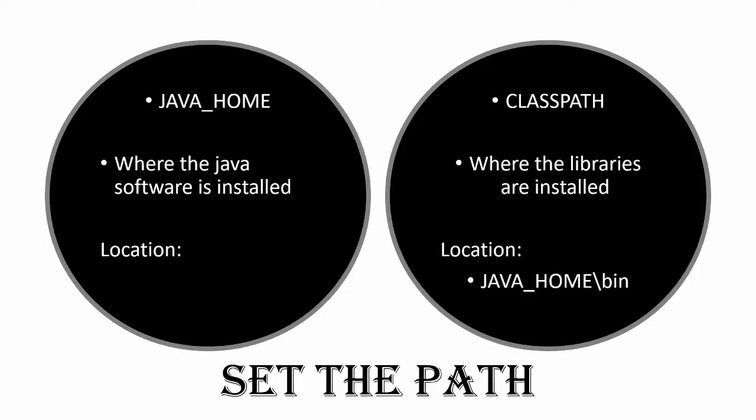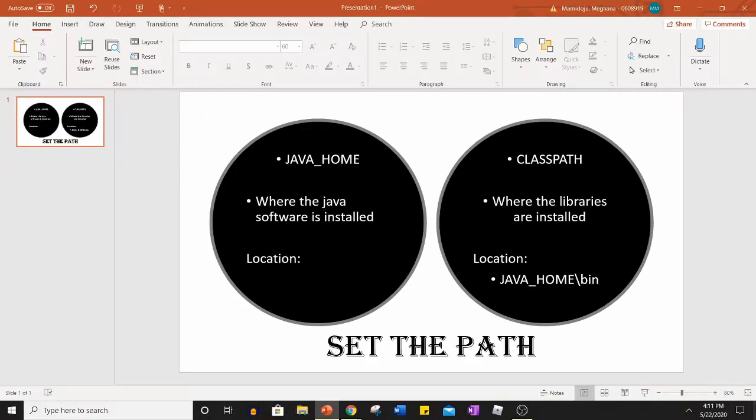So you have to set two things, the Java home and the class path. Java home is where the Java software is installed, while the class path is where the libraries are installed. The Java home is where the class path is usually included, which is why one of the locations can be java_home/bin. So to set the path, first go to the desktop.